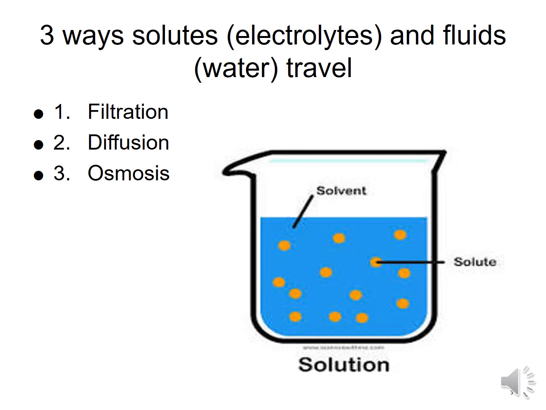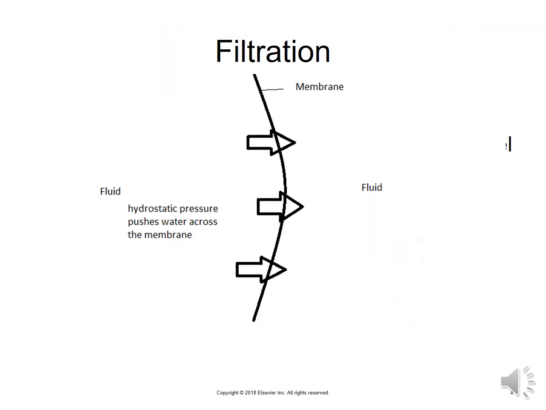So what are solutes? Solutes are the solid particles floating in a fluid, and the solvent is the fluid. There are three ways that solutes, which are the electrolytes we're going to be talking about today, and fluids, which is water, travel. The three ways that these electrolytes floating around in the water travel are through filtration, diffusion, and osmosis. Okay, let's look at filtration first.